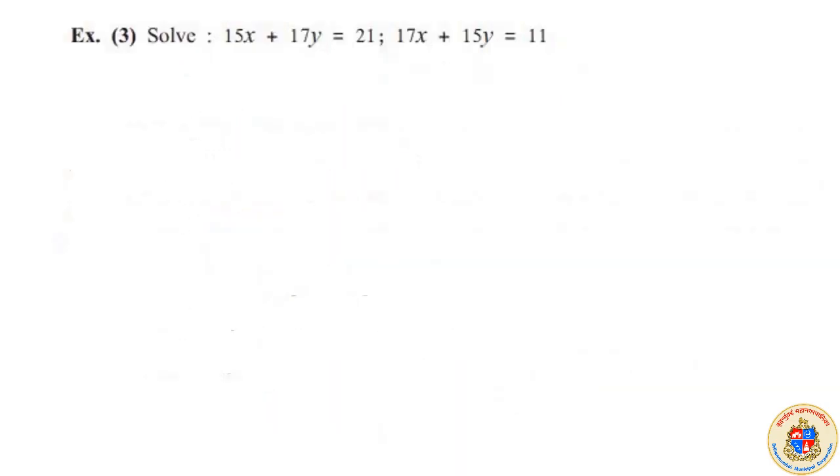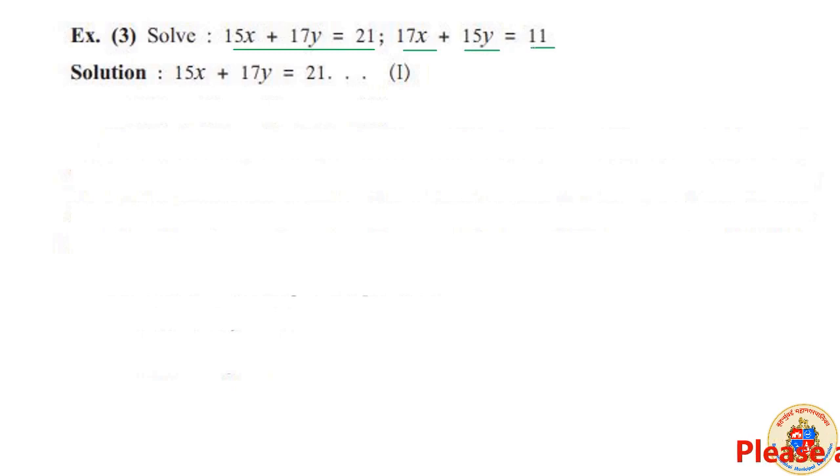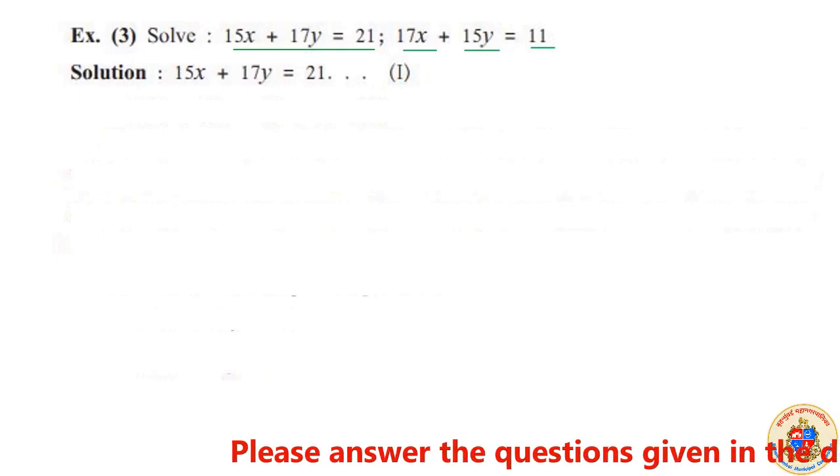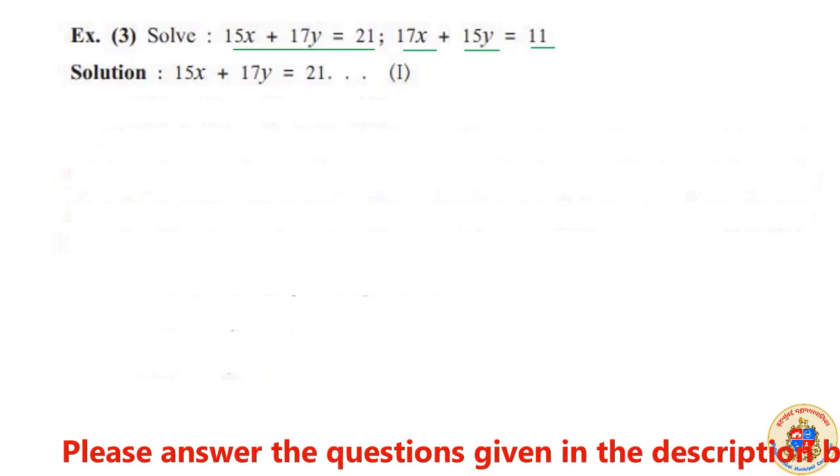Another example is given to make you understand another concept in the case of linear equation in two variables. The example is 15x plus 17y is equal to 21, 17x plus 15y is equal to 11. देखने में ही कुछ 17 15 का खेल चल रहा है. दिख रहे हैं ना, इधर 15x, इधर 15y, इधर 17y, इधर 17x. सीधा सीधा दिया नहीं है, कुछ तो गड़बड़ उल्टा पुल्टा दिया है.